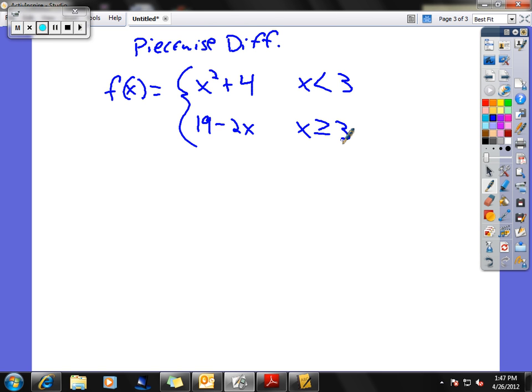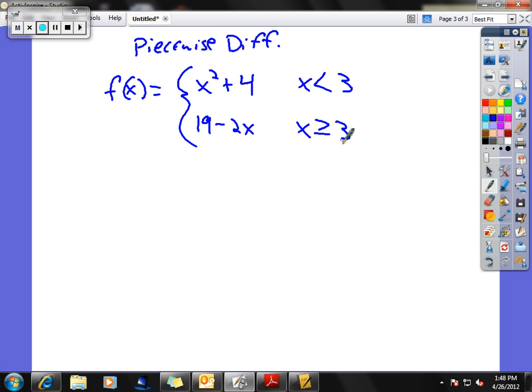Okay, so for piecewise differentiability, remember, differentiable implies continuity. So you would check continuity first anyway, because if it's not continuous, it can't be differentiable, right? So you check the continuity first. How do you check continuity on a piecewise? You plug in the 3 and see if they're equal to each other. If they are, then it's continuous, right?